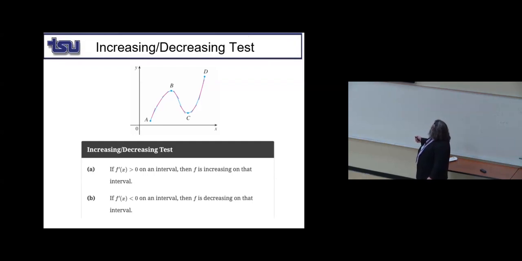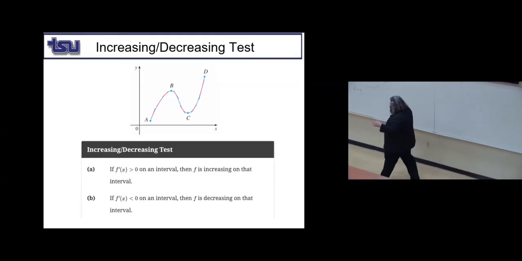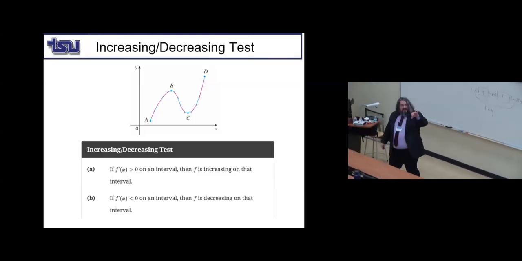So if the derivative is positive, that means that the slope of the tangent line is positive. But a positive sloped line increases as you move from left to right. So if the derivative of a function is greater than 0, then the function is increasing, either at that point or on that interval. Similarly, if the derivative is negative, that means the function's decreasing at that point.